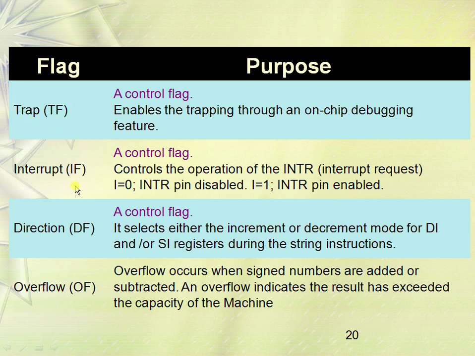Now we have interrupt flag. Again, this can be programmed by the user. If you are programming it to 1, it means you are disabling the interrupts which are coming through INTR pin. We'll discuss it later when we come across the pin diagram of 8086.